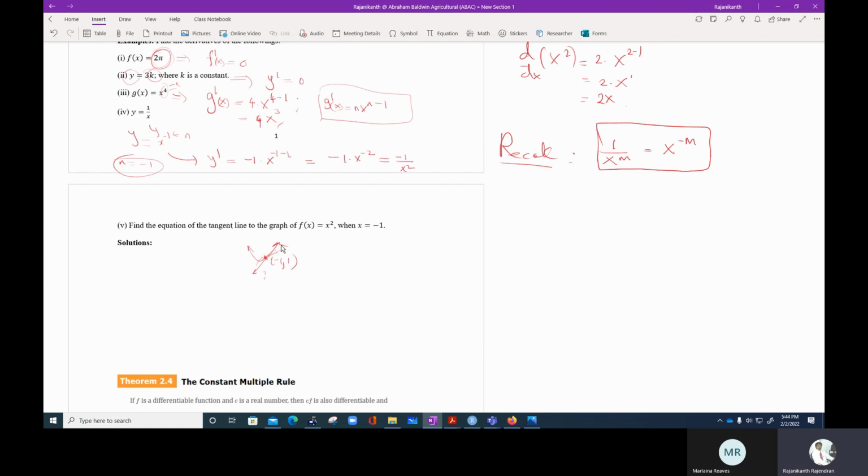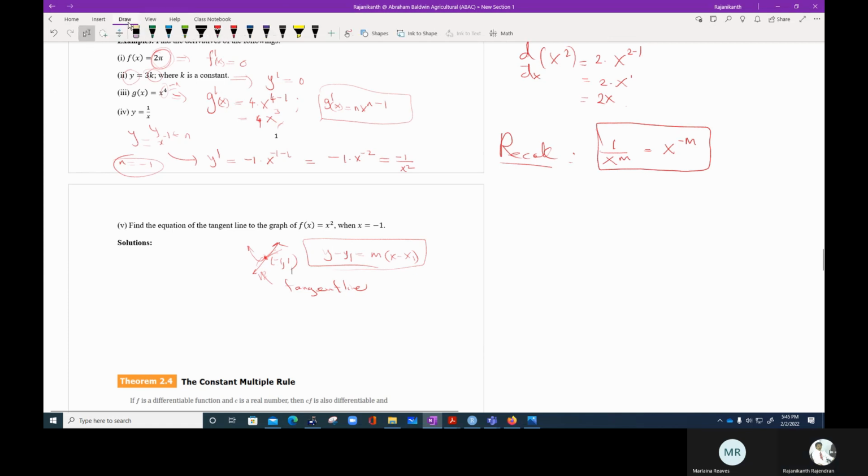Then we need the slope of this line and the equation. How do you find the equation of a straight line if you know a point? Again recall high school work. The straight line equation is given by y minus y1 equals slope times x minus x1. I'm using this formula to find the tangent line equation. Remember, a tangent line is also a line. So if you are asked to find the equation of the tangent line, simply use this formula. x1 is negative 1, y1 is 1. So you know x1 and y1.